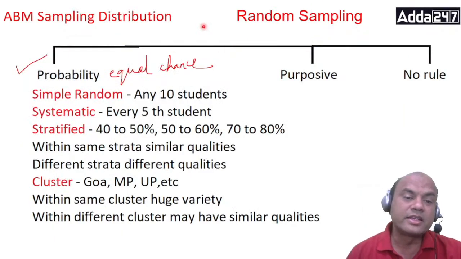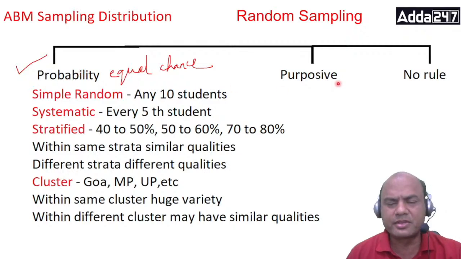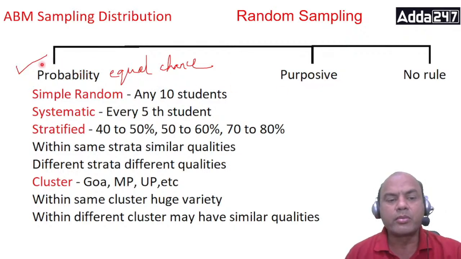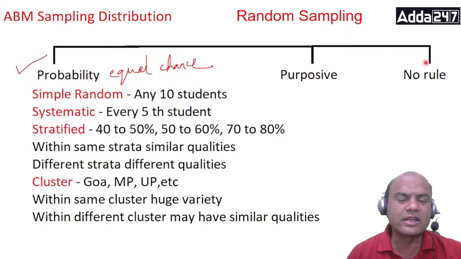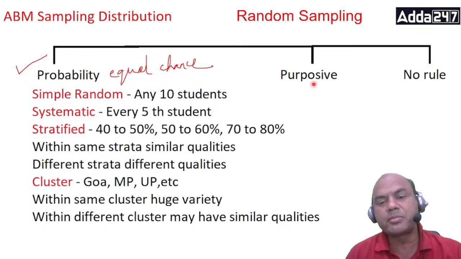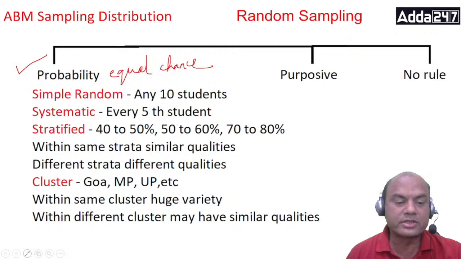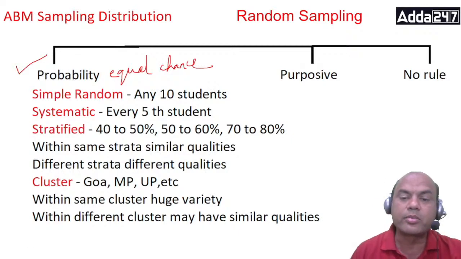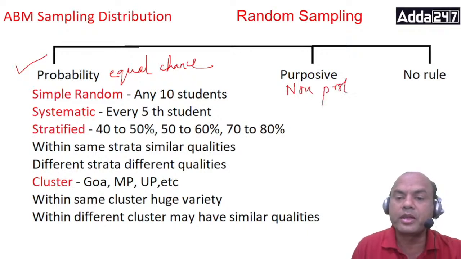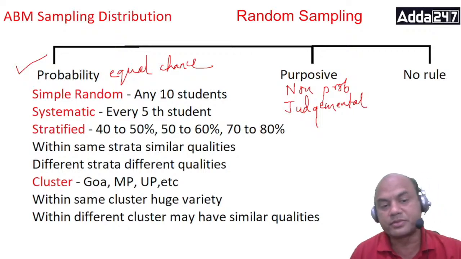Now look at this. Sampling is generally of three types, or two, also we call it. Probability, purposive, and third is no rule sampling. Now no rule is generally not asked in the exam. Probability and purposive are asked many times. Purposive is also called non-probability. It is also called judgmental. Here I'll write the words over here. I'll just write non-prob. And the next one is judgmental. That is also another name for purposive.